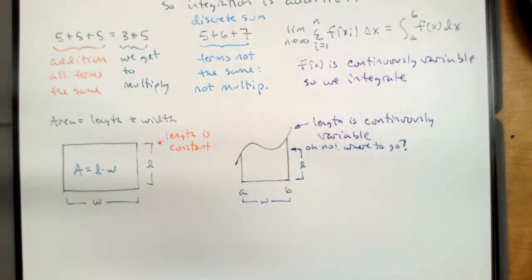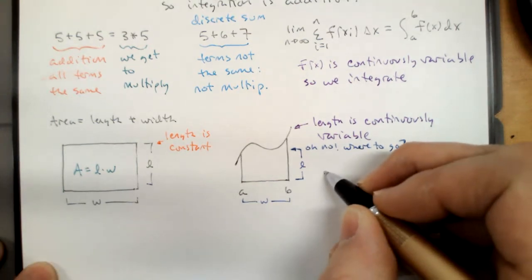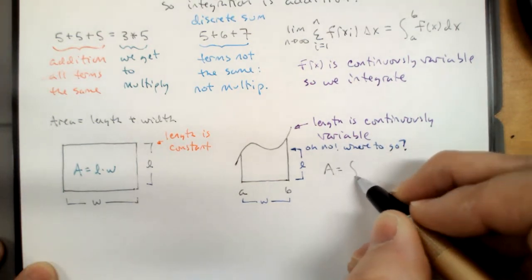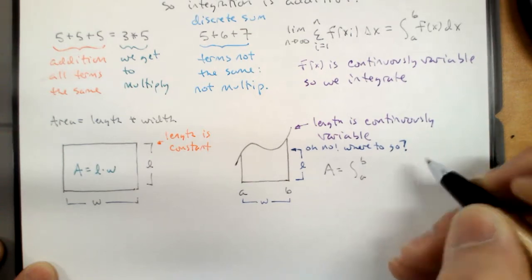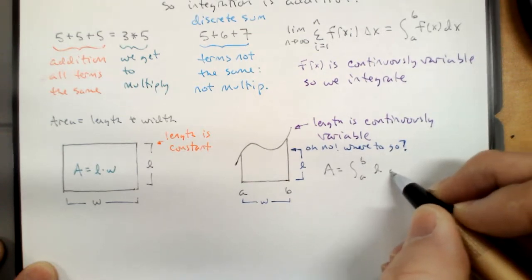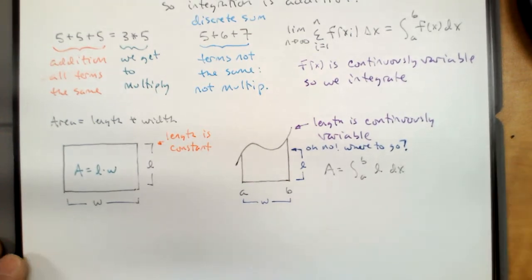So we switch to integration. We start first by imagining this is just a bunch of rectangles, and then we just use an infinite number of rectangles. And so the area is the integral from A to B of the length dx. Notice that the width still shows up. That's all the values of x that we're plugging in, from A to B.